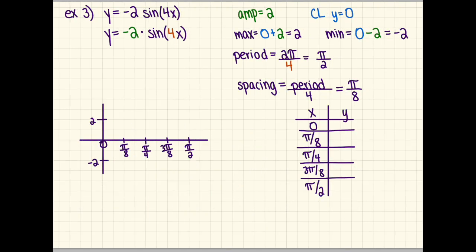Now, with all of this information, I'm ready to set up my xy axis. So my y-axis, make sure we label from our min to our max, so from -2 up to 2. And I didn't draw in the center line because the center line is just going to be at the x-axis, but we can sketch that in if you want. Now the x values are going to be the x values that I just found. So I'm starting at 0. The first x value was pi over 8. The second one was pi over 4. The third one was 3 pi over 8, and then the next one was pi over 2.